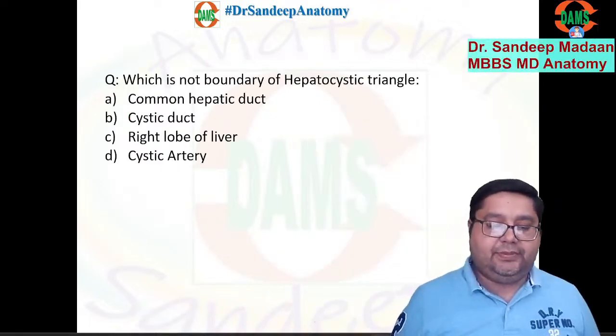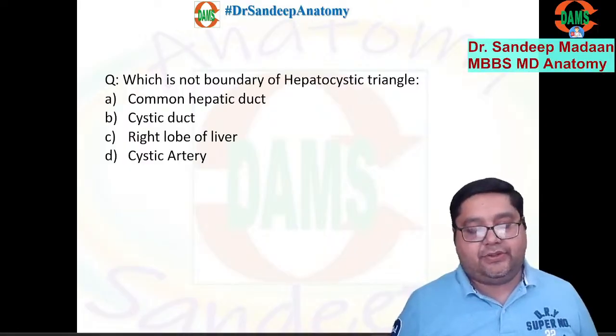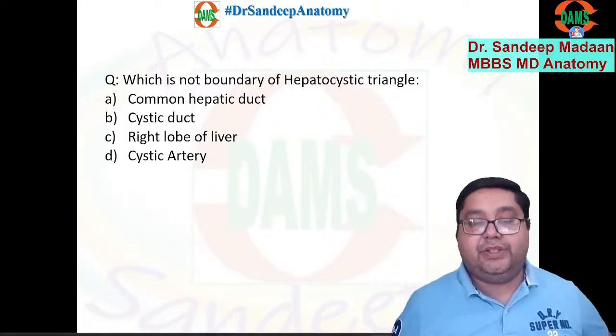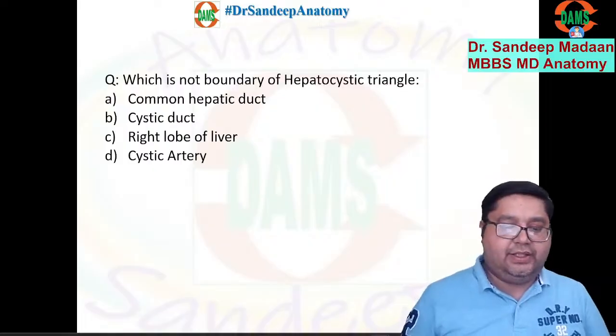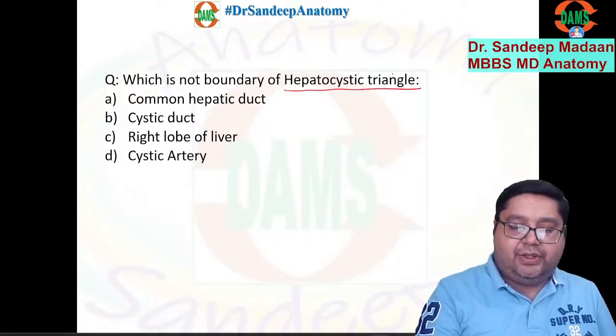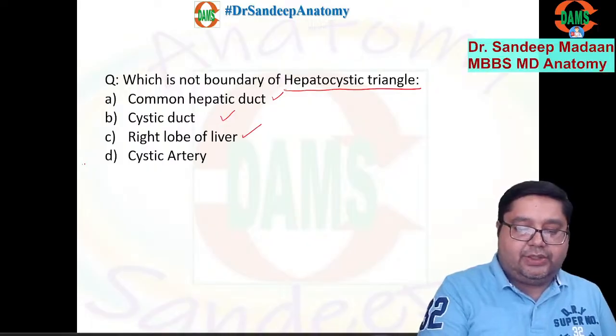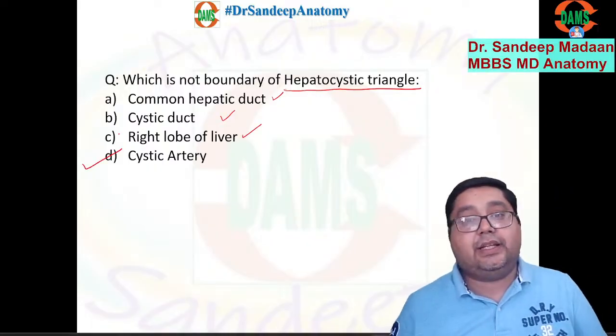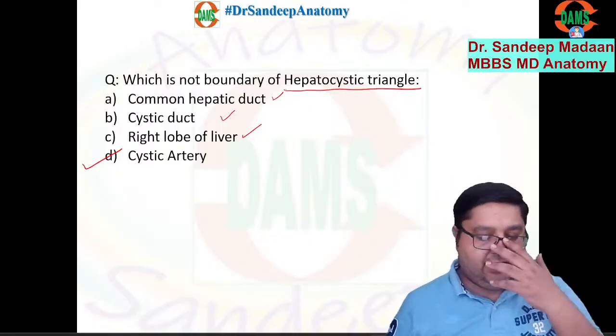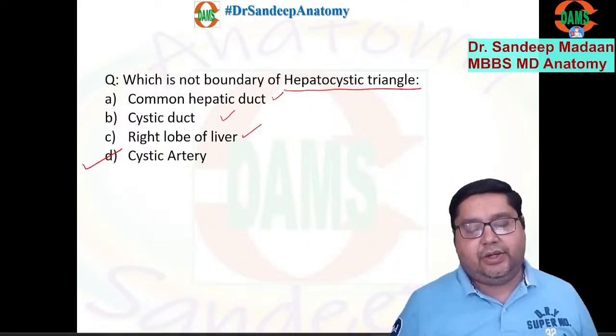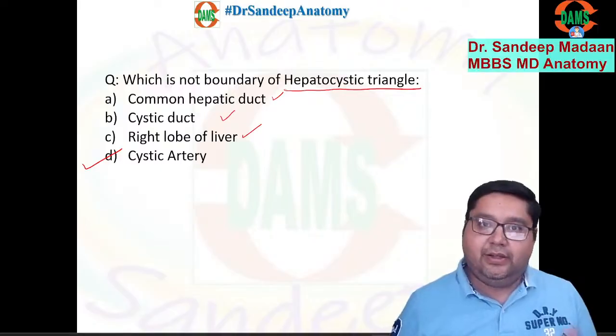Now, the next part, which is not a boundary of hepatocystic triangle. Since the last 2-3 years there have been many changes, but now the recent version says for the hepatocystic triangle, the boundaries are common hepatic duct, cystic duct, and the right lobe of liver, but not the cystic artery. It is considered again the content. In between there was a time when it was considered as a content for the Calot's triangle, but now again it has been revised.